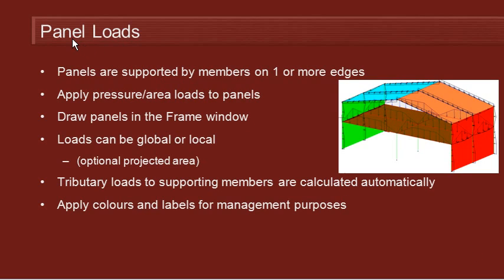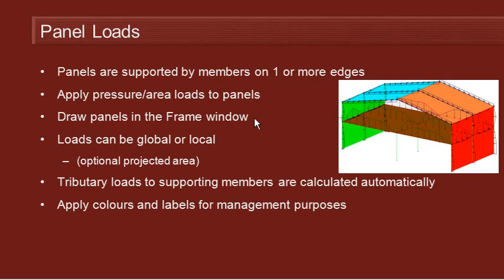In Multiframe we have a concept called a load panel. A load panel is a planar area which pressure or area load can be applied to, and that planar area is supported along its edges by one or more members. When we apply that pressure or area load to the panel, then the loads will get transmitted to the supporting members. We start out by drawing the load panels in the frame window.